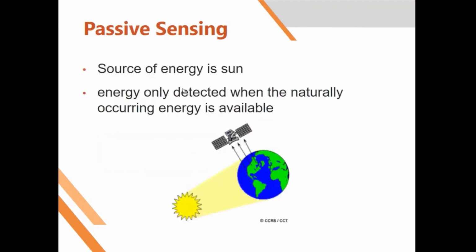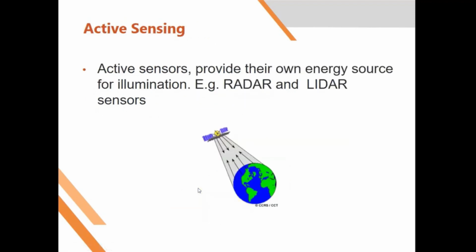So we have passive remote sensing. With passive remote sensing, the only source of energy is the sun, and without the sun, we cannot have any remote sensing that takes place, as you can see in that picture. And then we also have active remote sensing. With active remote sensing, the sensor can emit its own energy. It doesn't need the sun, it emits its own energy and then records it back. An example is radar or LiDAR. Radar satellites emit their own energy and then record it back.